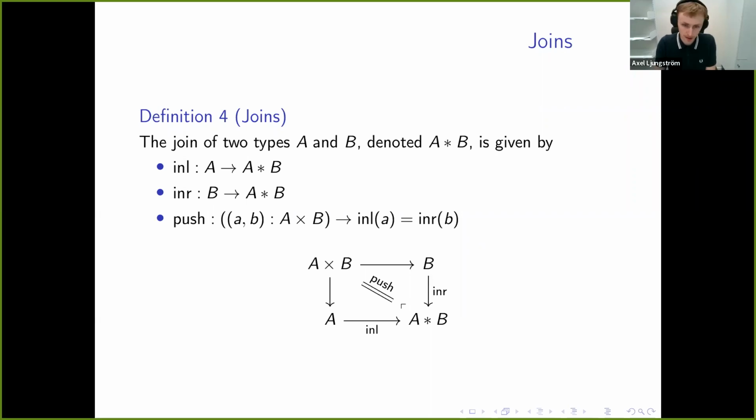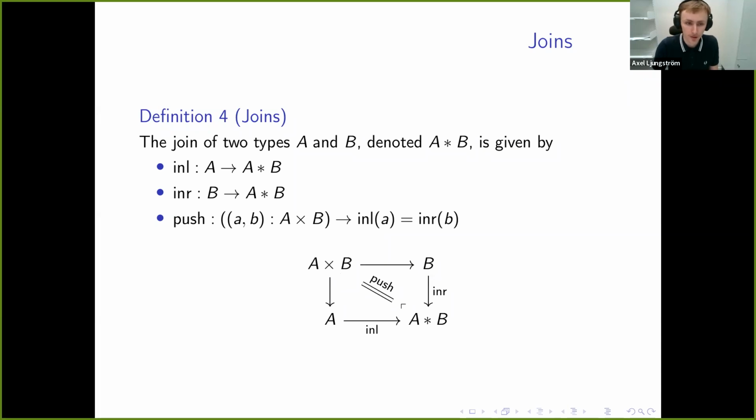What else? Oh, yes, we need joins. The join of two types A and B is like a fancy coproduct. You have a left inclusion from A into the join, and a right inclusion from B into the join. But then you have a push constructor saying that any two points, left of a and right of b, are equal up to a path. So you introduce a lot of paths here. It's just the homotopy push-out of the projection maps from A cross B.